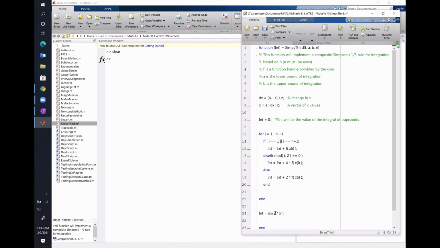The last thing is to change line 24 to delta x over 3. And we should be good to go. As long as people put in an even number of subintervals, we should be good. Okay, so save that. Simp's third. Make sure everything's good.